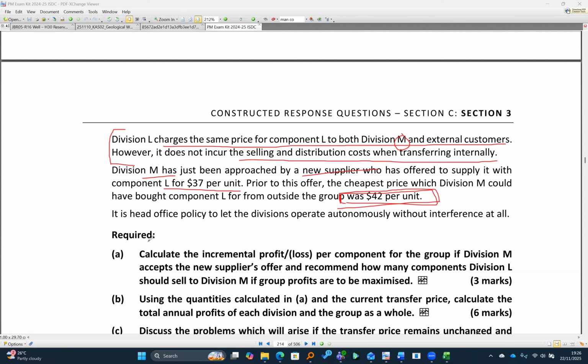And also, actually now there is this important line here that it is the head office policy to let the divisions operate autonomously without interference at all. So what this means is that Division M can decide to buy from outside as opposed to actually buying from Division L for that component. So that is what this information given to us is saying.